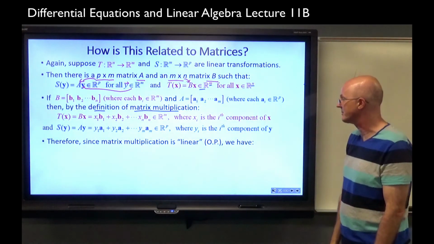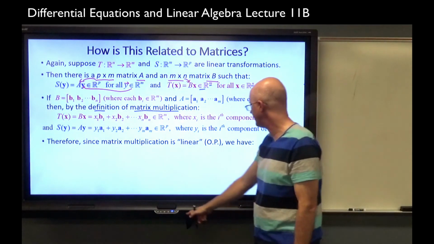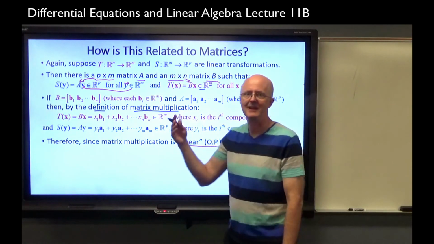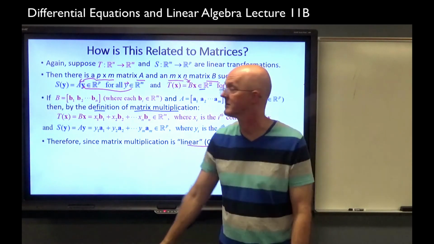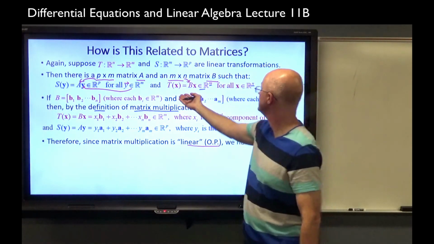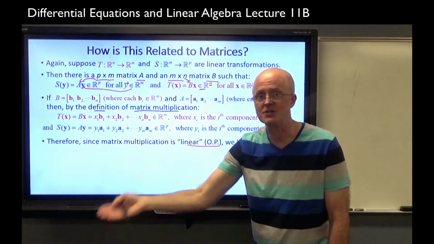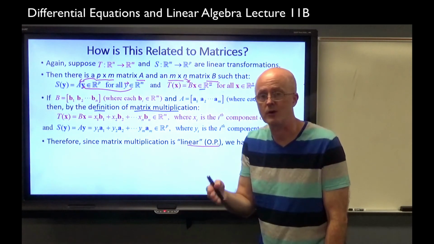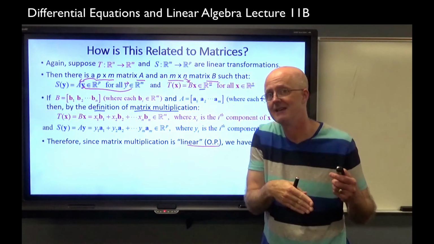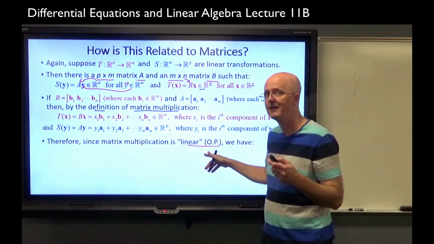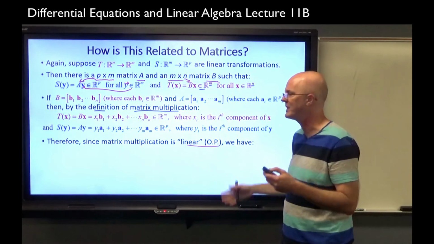Therefore, since matrix multiplication is also linear, I've never verified that before, operation preserving, because T of X equals A times X, or in this case T of X equals B times X. Since linear transformations are operation preserving, so are their corresponding matrix multiplications, also called linear. Linear in this context means operation preserving.